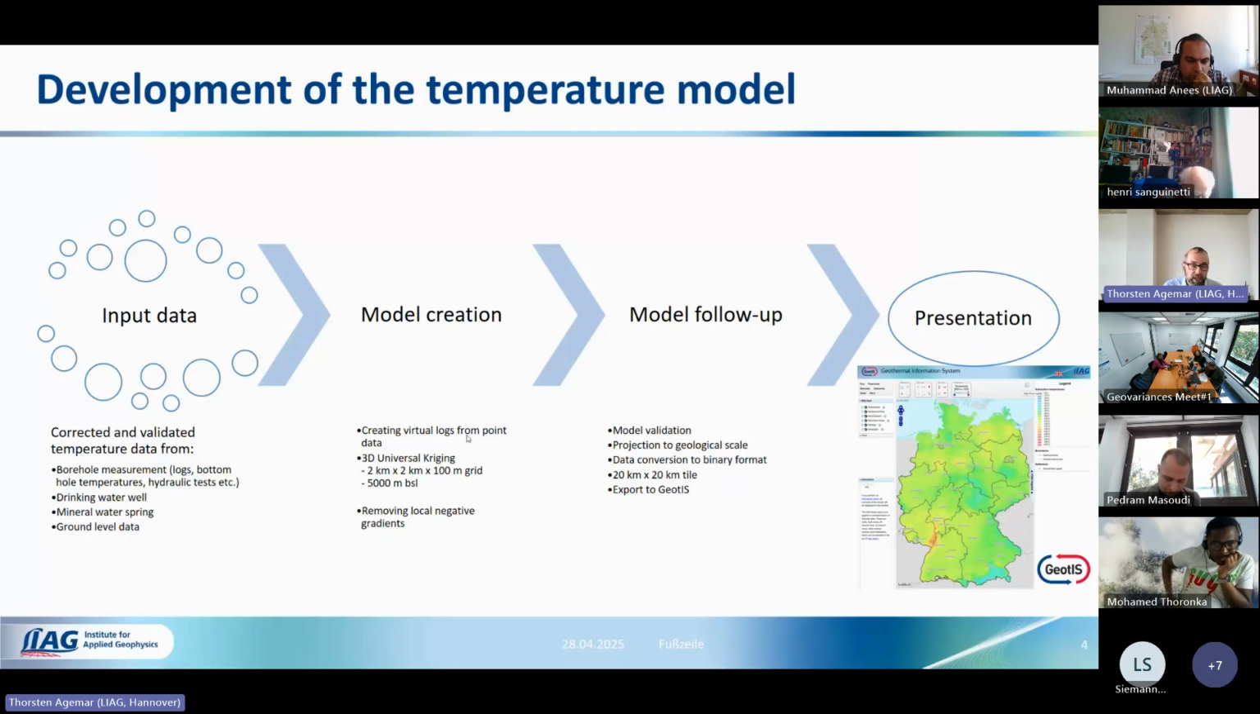So there could be at different depths some bottom hole temperatures, maybe 2 or 3, but usually at least 1 at the very end of the drilling. And these are then interpolated to the surface temperature as virtual logs. That gives some benefits. I will explain later why this is a good idea.